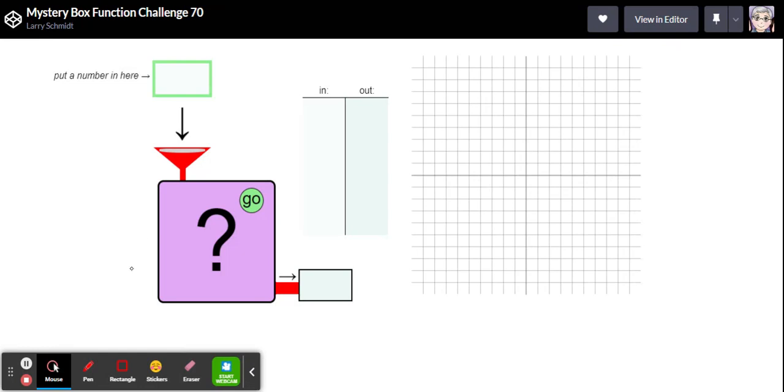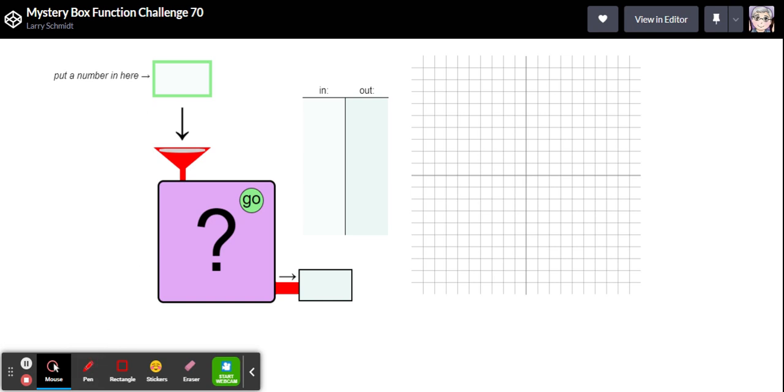In this purple box there is some mystery math and your challenge is to figure out what that math is. You can pause the video, go to the link in the description, and then put in as many numbers as you like in the top and see how they come out the bottom. Use that information to figure out what's inside the mystery box. Then come on back and listen to the rest of the video and see if you get what I get.